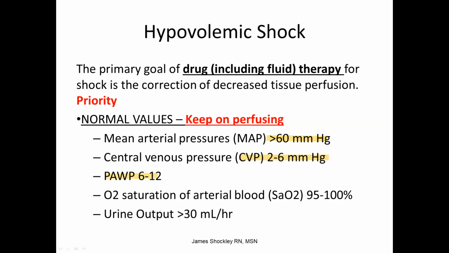You're going to use the same if they're so critically ill that we have to use a pulmonary artery catheter. We're going to make sure that we're able to maintain their SpO2s, and then we're going to make sure that we are evaluating urine output.